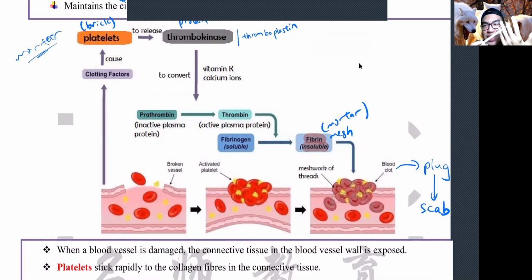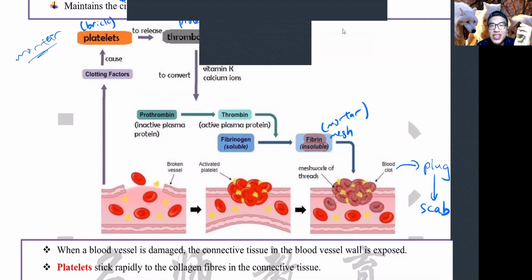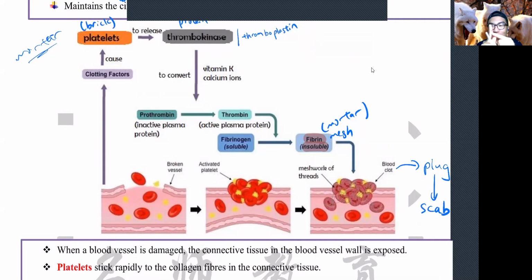A scab is the purplish brown color thing. I in fact have one here. Okay, if you can see. So this scab here. Please don't go and pluck this thing out. I know everyone does it. Okay, you have seriously OCD. You go and scratch this thing off.